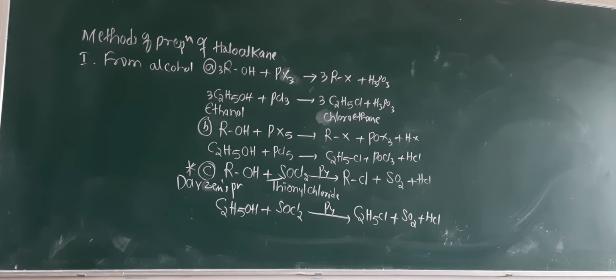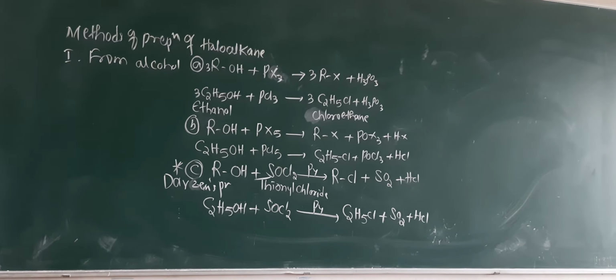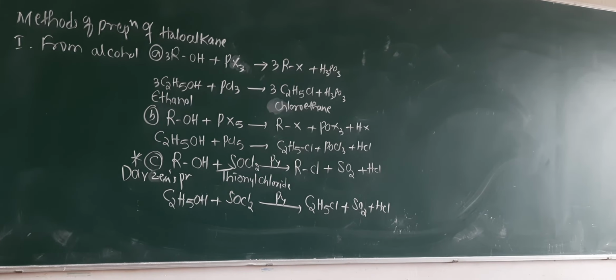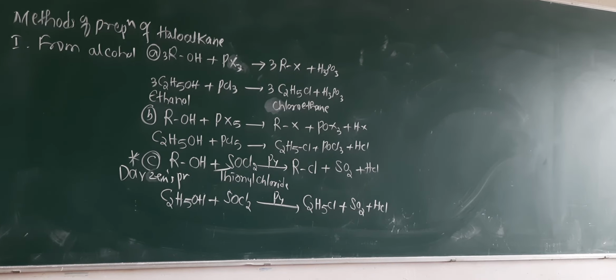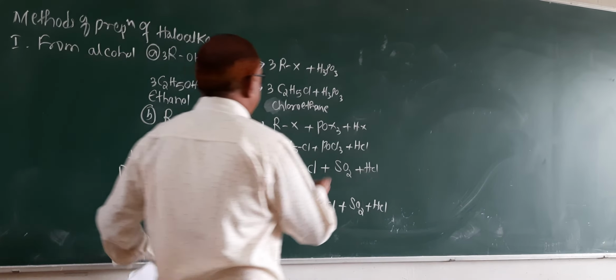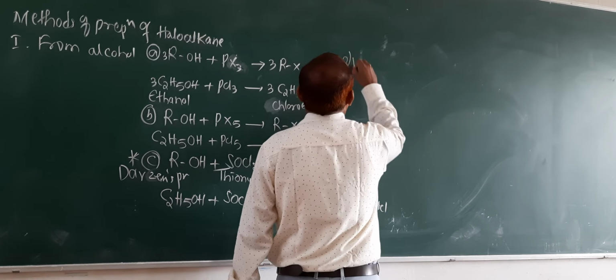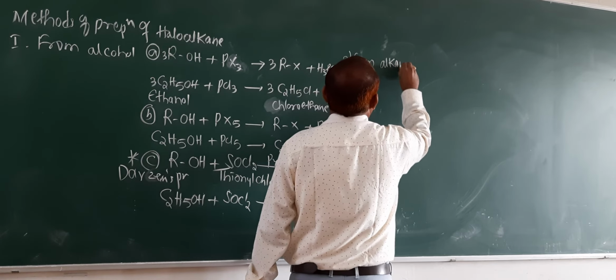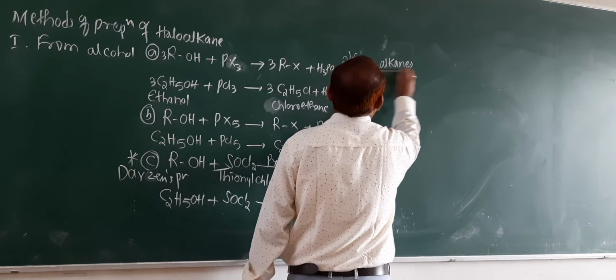Okay, we'll go for the second method of preparation of the haloalkane. It is comparatively easier. That is from alkane. Second method is from alkane. You studied last year in the first PU, in alkanes, hydrocarbons.